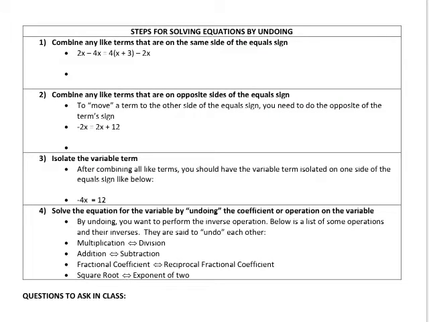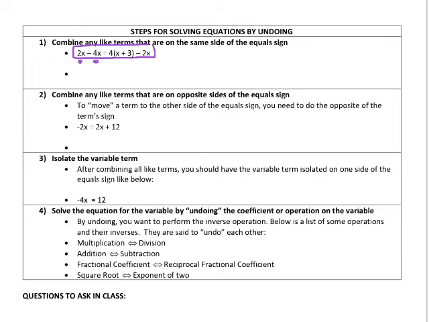So in the next section of your notes, there are 4 steps that we're going to go through for solving equations. If we take a look at this first equation that we have, this is the equation that we're going to walk through step by step. Combine any like terms that are on the same side of the equal sign. In order to combine things that are alike, they have to either both have variables like these two, or they have to be constants, which are the terms that do not have variables.